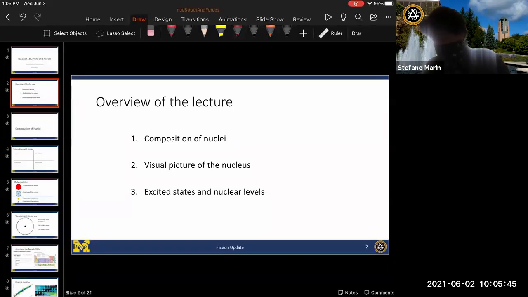The second section is going to be the visual picture of the nucleus. This is a way of thinking about the nucleus and nuclear interactions in a visual way, just to build intuition and understand the material that's going to come through the school later on. And the third part is going to be excited states and nuclear levels, also of course extremely important. And as a case study at the end, if there is enough time, we're going to cover a bit of decay, so decay processes.